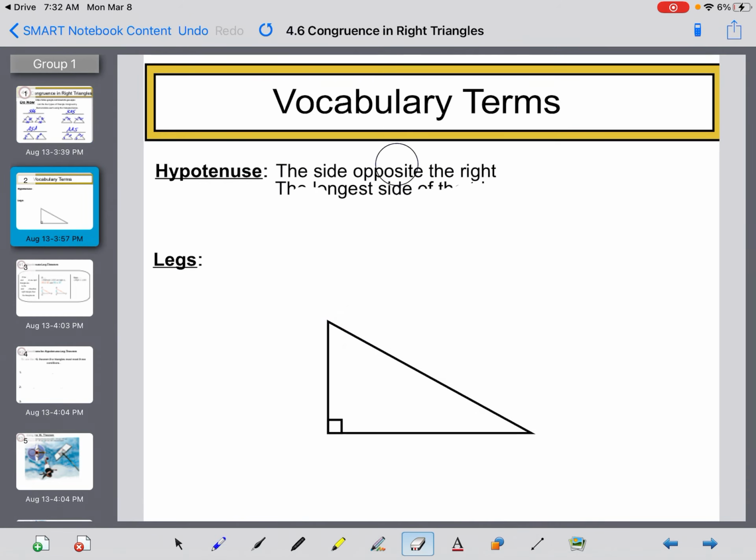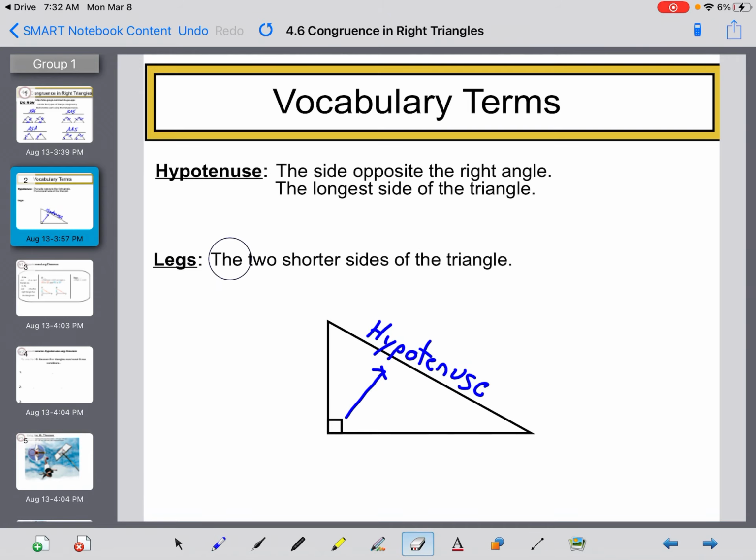Okay? 2 new vocabulary terms today. Your hypotenuse is the side that is opposite the right angle. It is the longest side of the triangle. So here's your right angle, and opposite would be your hypotenuse. Okay, your legs are the 2 shorter sides of the triangle. Those are your legs. Make sure we get these definitions down and we'll move on.